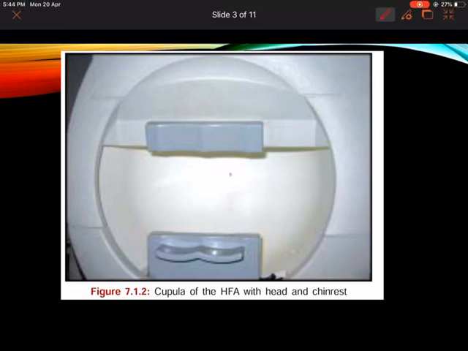This is the cupola, where there is a chin rest and a head rest. Different lights will be shown on this cupola, and the patient has to detect them by clicking the trigger in her hand.